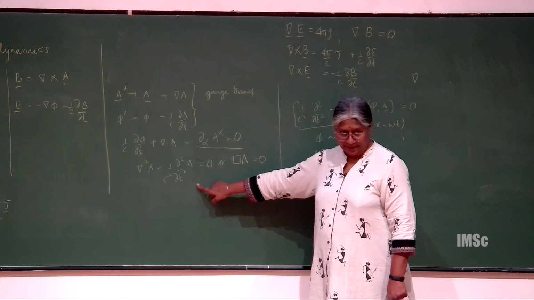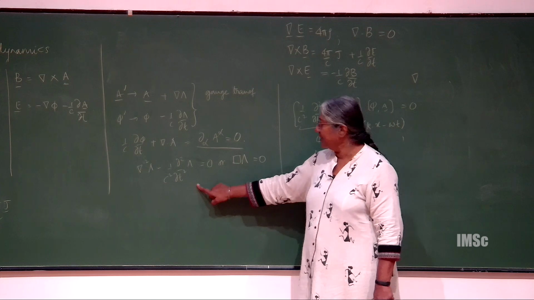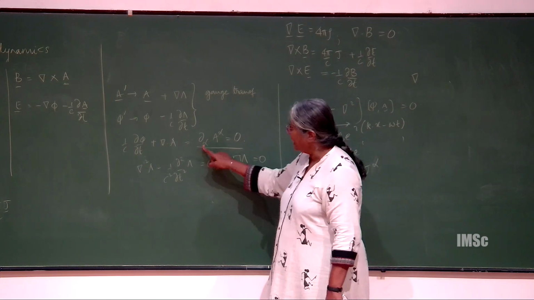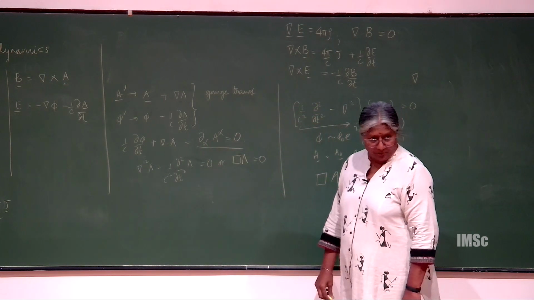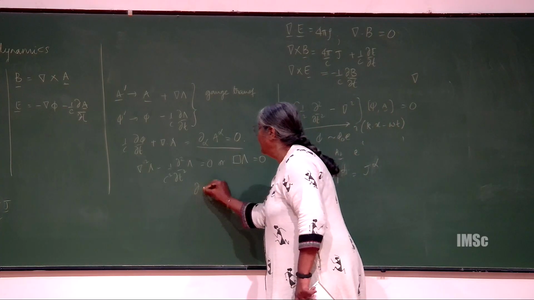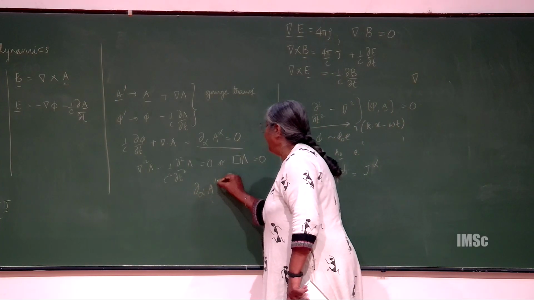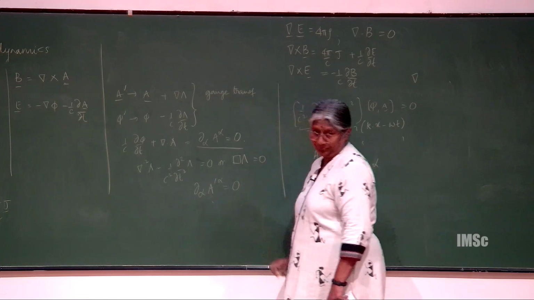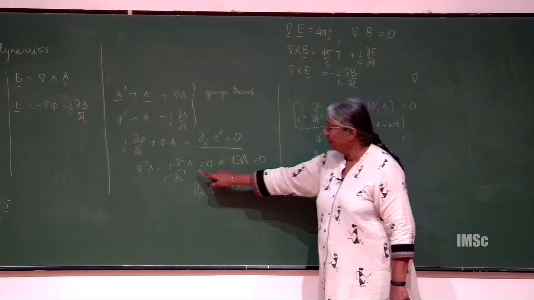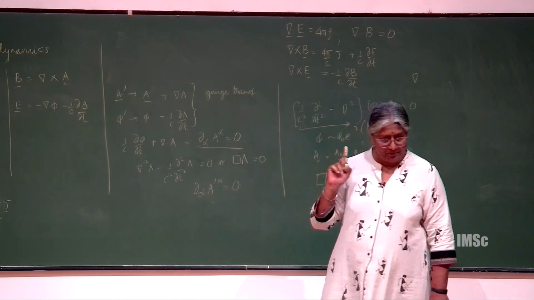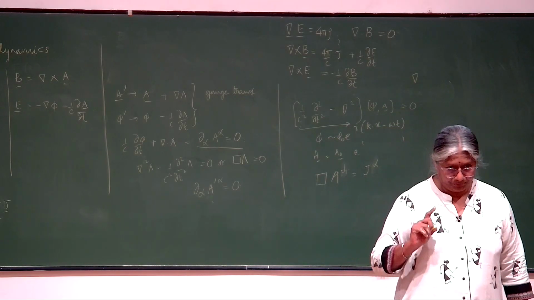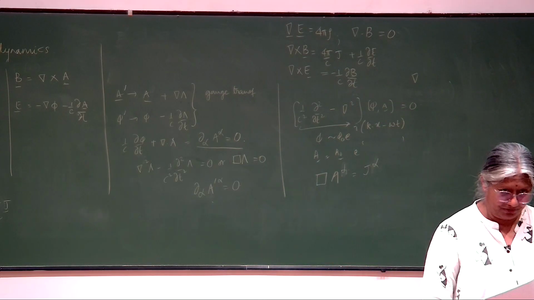And where do I get this condition from? I get this condition from the requirement that if I start out with d alpha A alpha equal to 0, I must remain with d alpha A prime alpha equal to 0. And this box lambda equal to 0 will satisfy that constraint. You can see that that also looks like a wave equation for lambda, right?